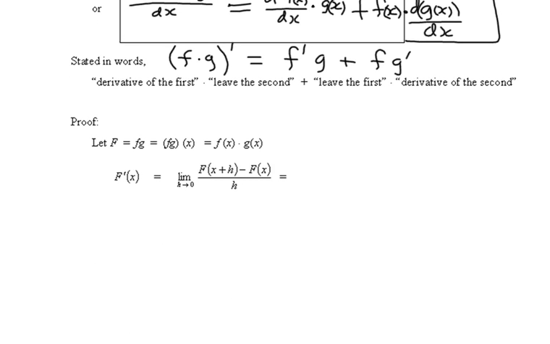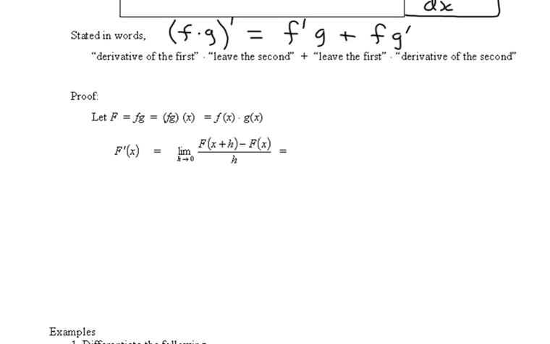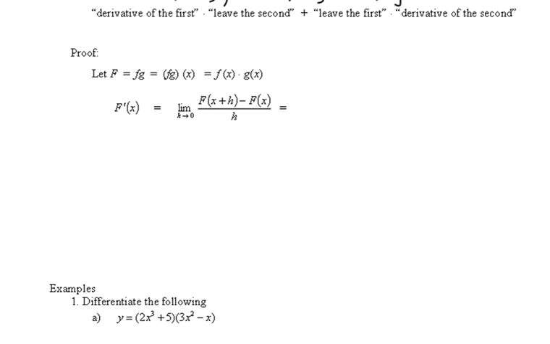Let's take a look at a very quick proof of the product rule. Okay. Suppose we define capital F to be the product of little f and little g. So we're defining capital F to be f times g. If we take its derivative with first principles, we could write it like this.